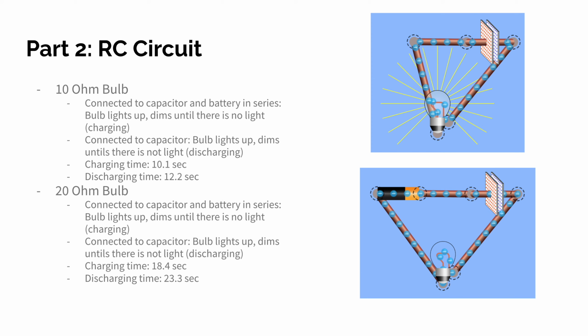For part 2 of this lab, we had a 10 ohm bulb, and when connected to a capacitor and a battery in series, the bulb lit up, dimmed, until there was no light, which meant that the capacitor was charging. When connected to the capacitor, the bulb lights up, dims until there is no light, which meant that the capacitor was discharging. The charging time and discharging time of the 10 ohm bulb can be seen here, and the same thing happened for the 20 ohm bulb for the 2 scenarios, but it took more time for the capacitor to charge and more time for the capacitor to discharge.